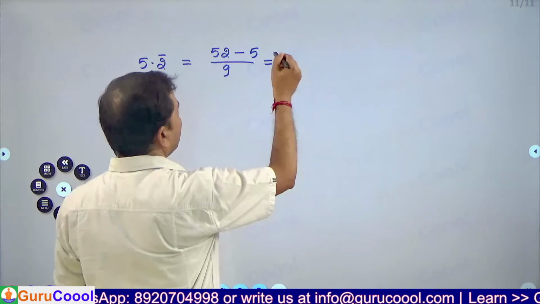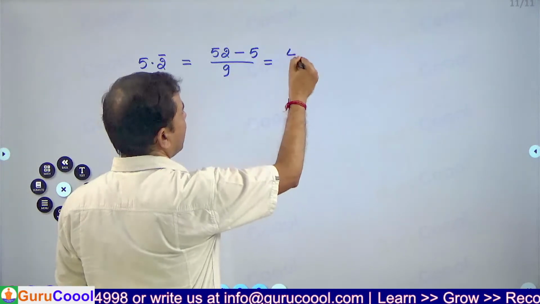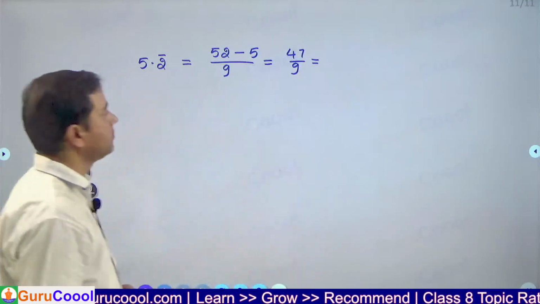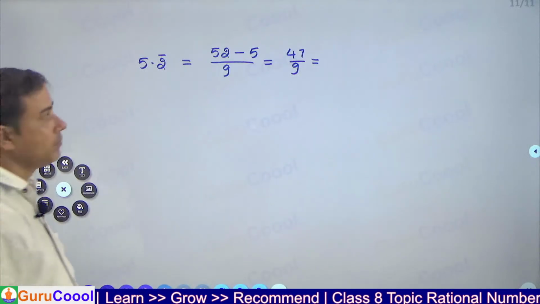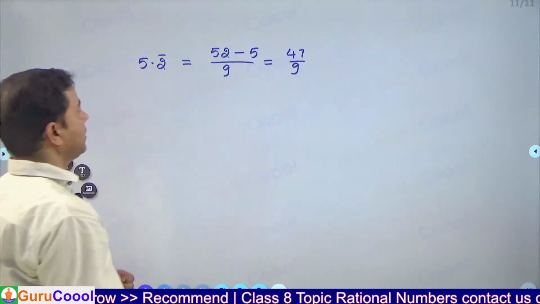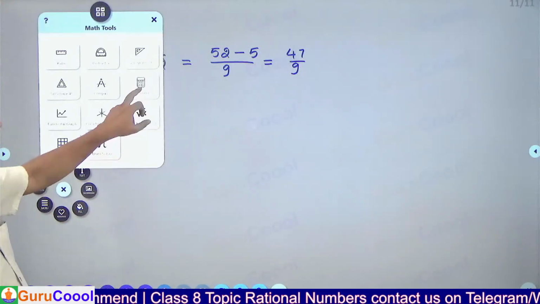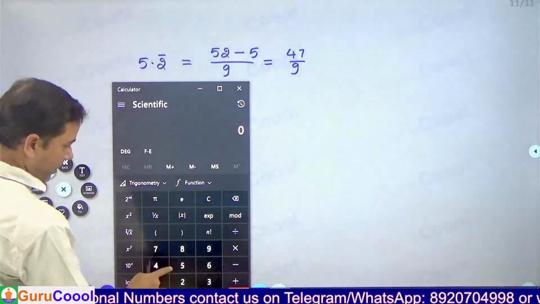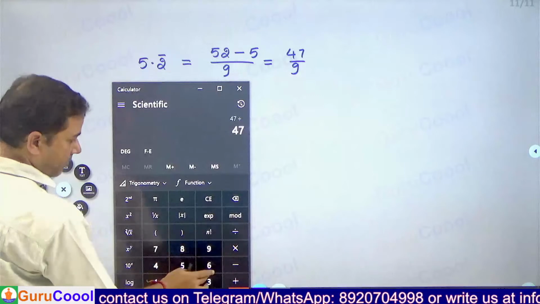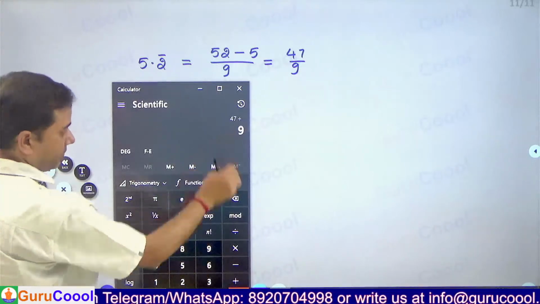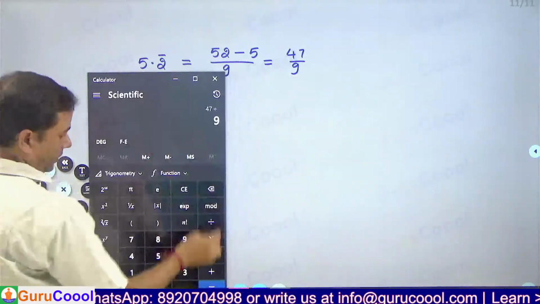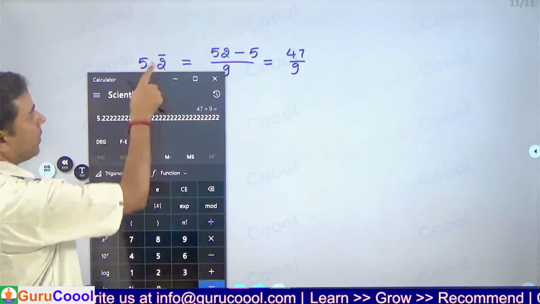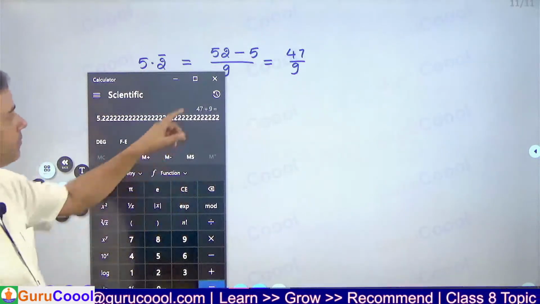Simplify. 47 by 9. Done? Check it. Sir, my answer was 47 by 9. If you divide it, will you get the same? Yes. Let us check. 47 divided by 9 equals 5.222222, so 2 bar. Yes, correct answer.